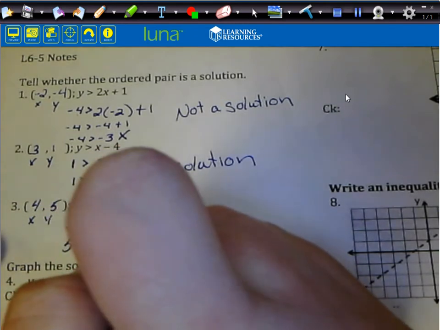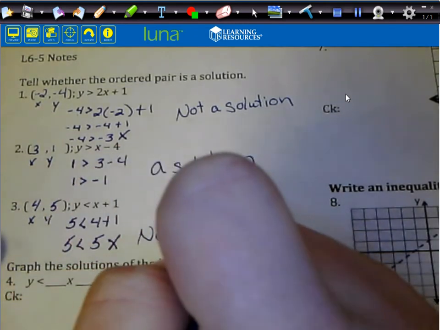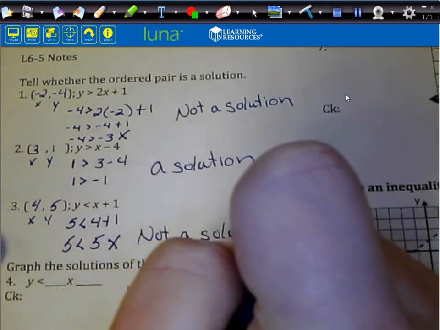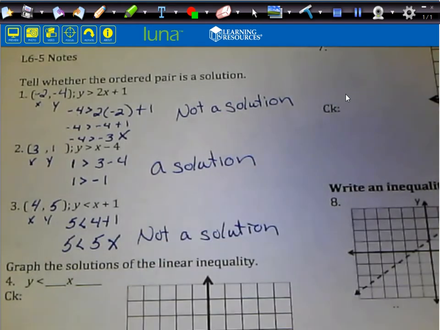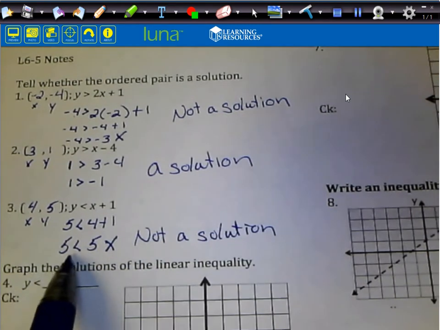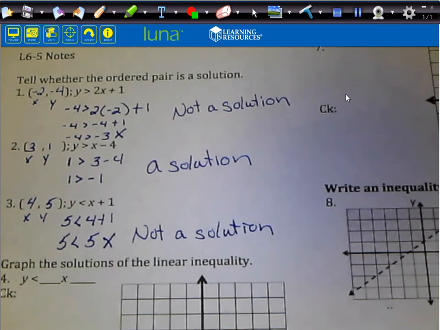So this one is not a solution. Now, if this one would have that extra mark right here underneath it, then it would have been a true statement because that would have meant that 5 is less than or equal to 5. So that would have been true, but since it is just a less than symbol, it is not a true statement, so it is not a solution.